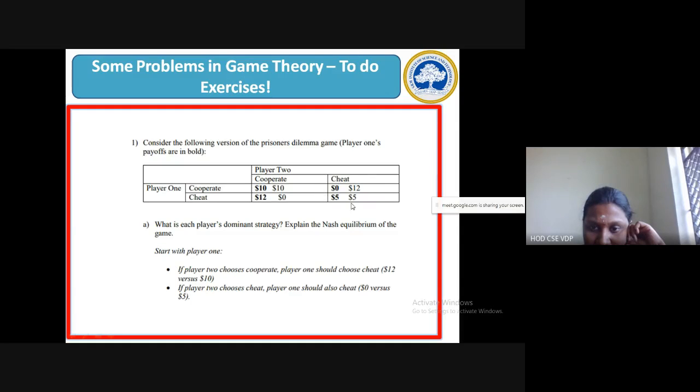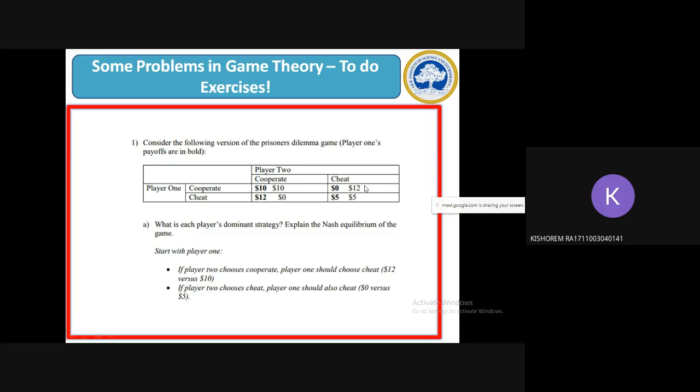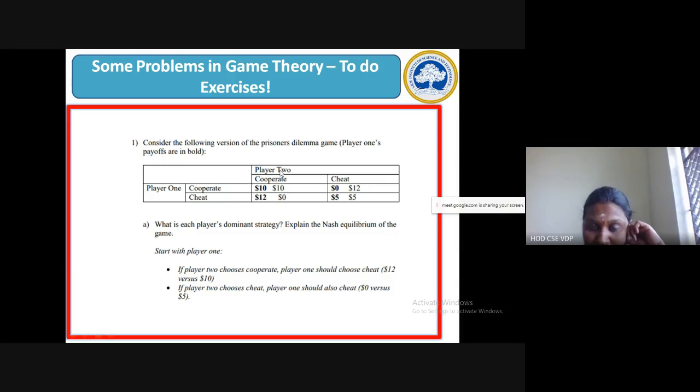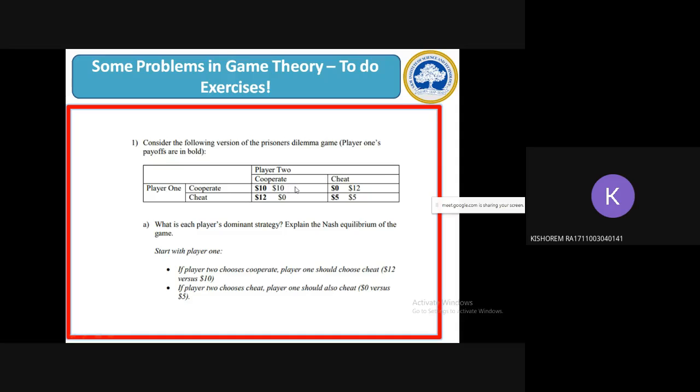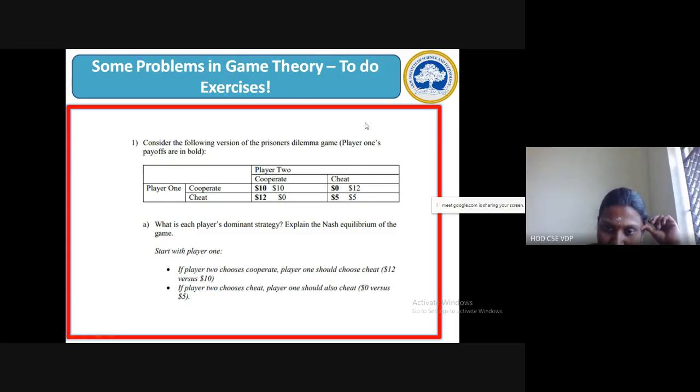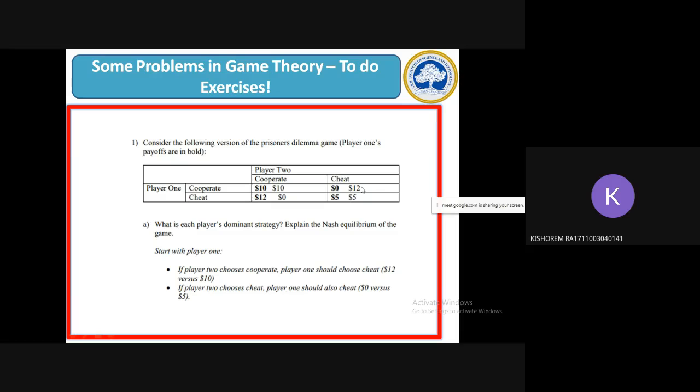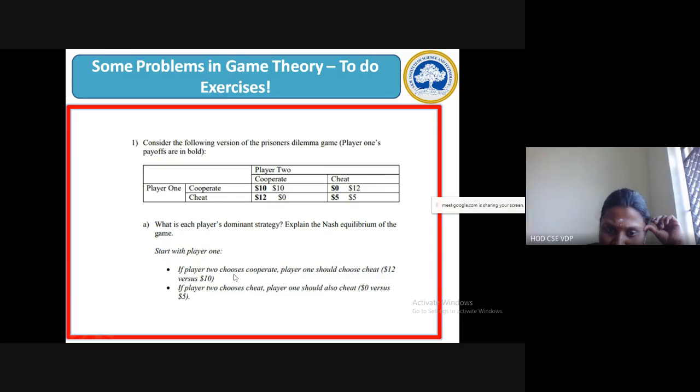10 and 12, 0 and 12. For player 2, which value should I highlight? 10. It says that player 2 chooses to cheat. So 12, yeah, 12. Okay. Player 1 should also cheat, meaning 5 and 12, 5. If player 2 chooses cooperate, player 1 should choose cheat. This is the answer given.